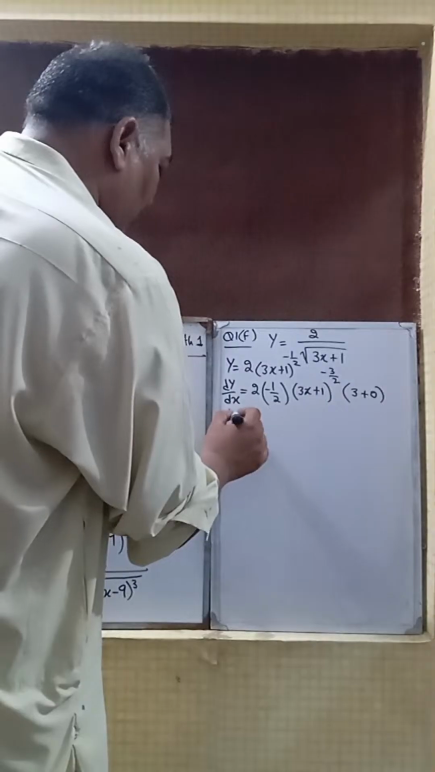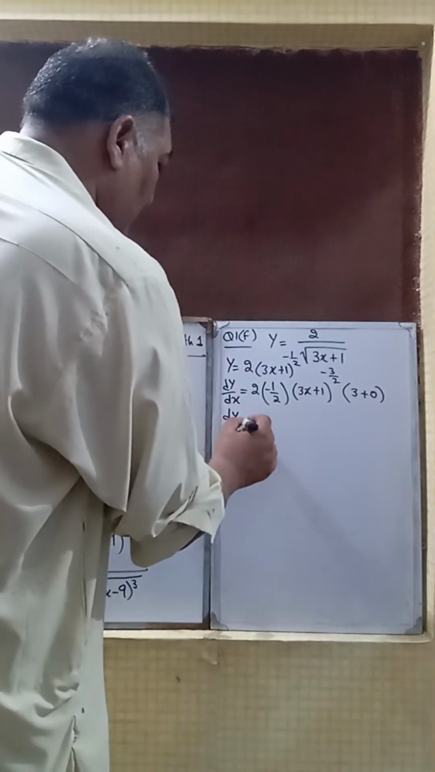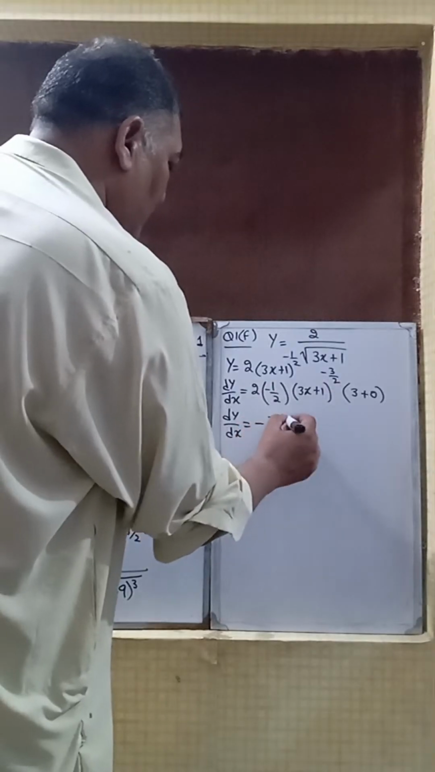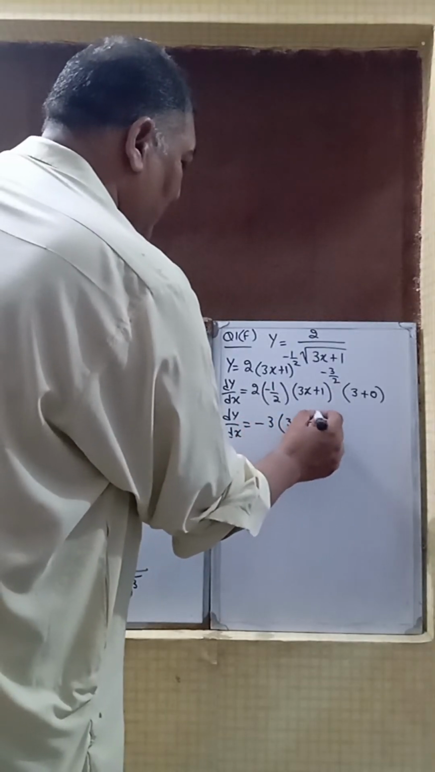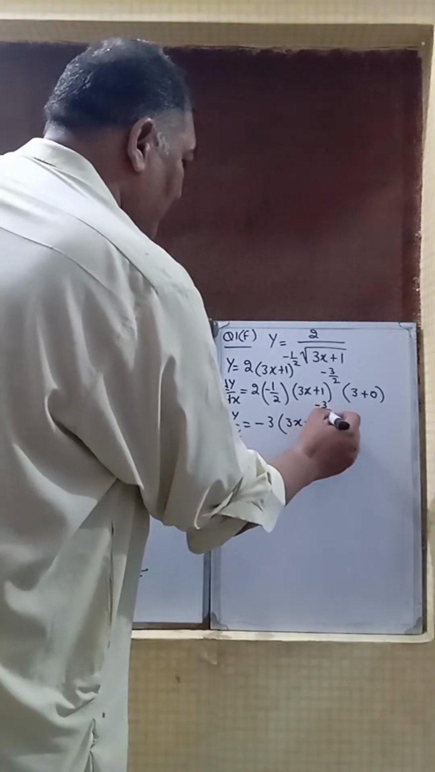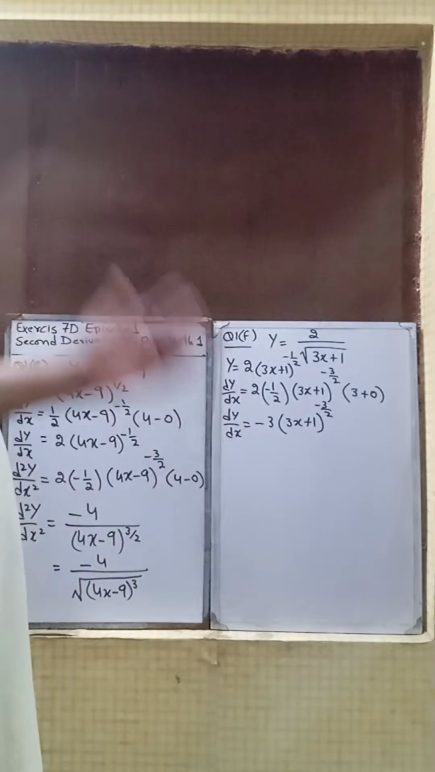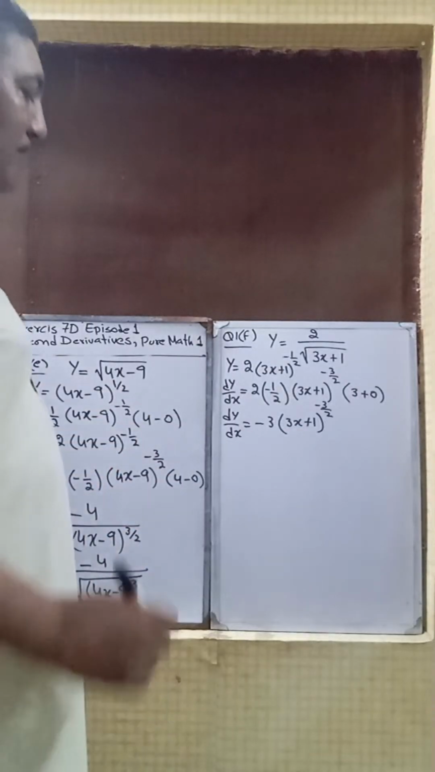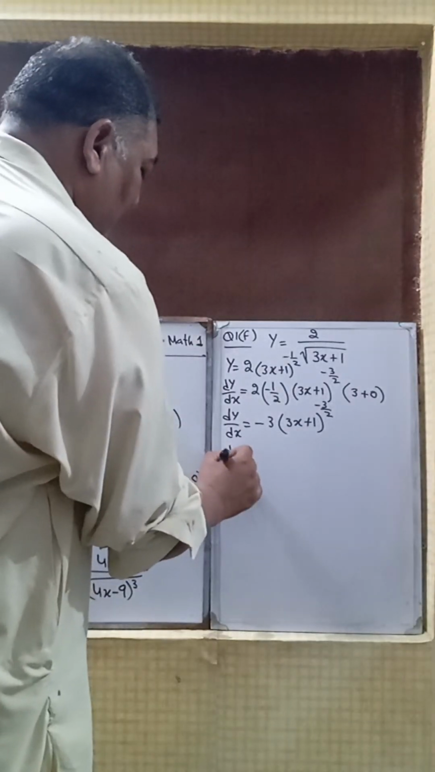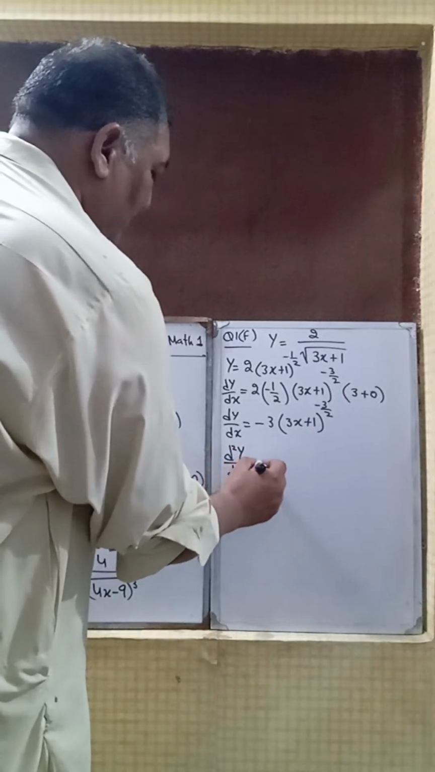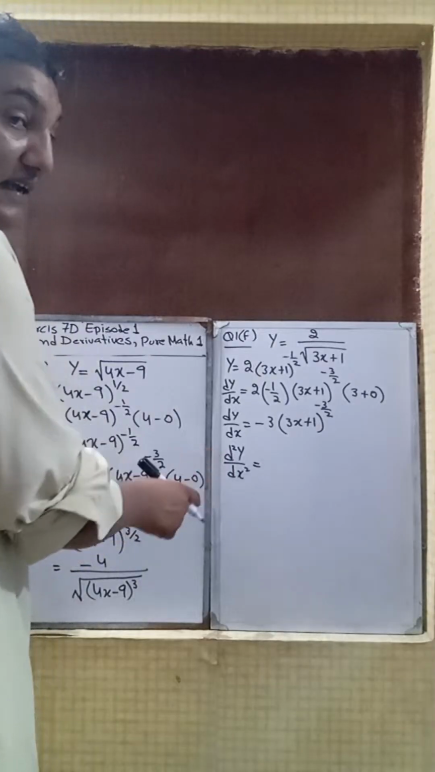So dy by dx will become 2 to cancel minus, so it will become minus 3 into (3x plus 1) raised to power minus 3 by 2. This is my first derivative. Now I will again differentiate it and I will be able to find the second derivative. So that will be d square y by dx square. The second derivative is represented like this.